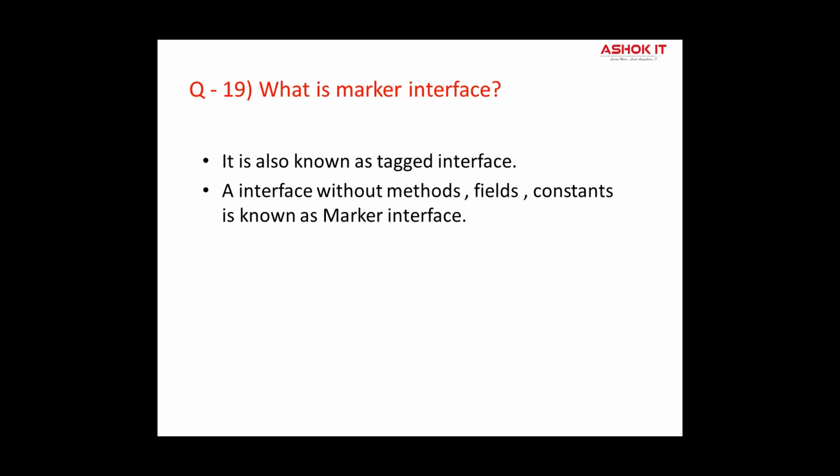There are some examples of marker interface: Serializable, Cloneable, Remote. These are the examples. They are used to indicate something to the compiler. They are used to indicate something to the JVM. If JVM sees a class implements Cloneable, it performs some operations to support cloning.